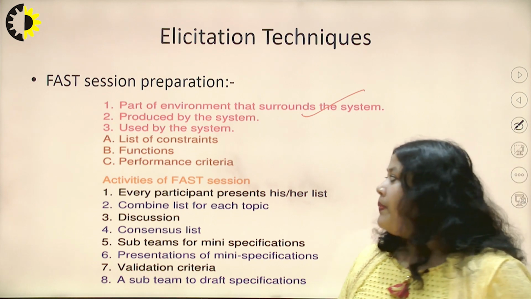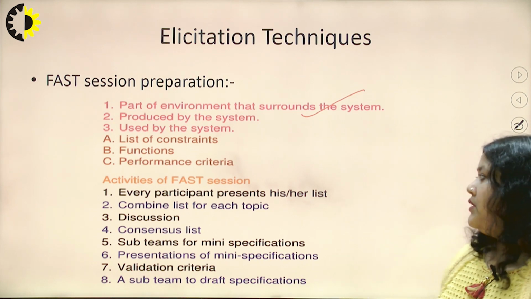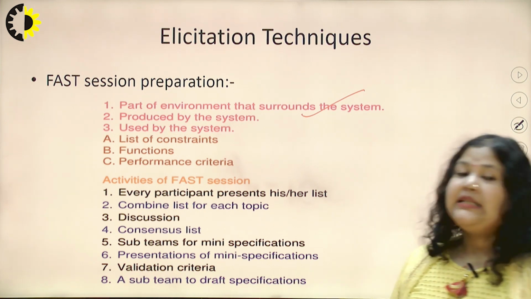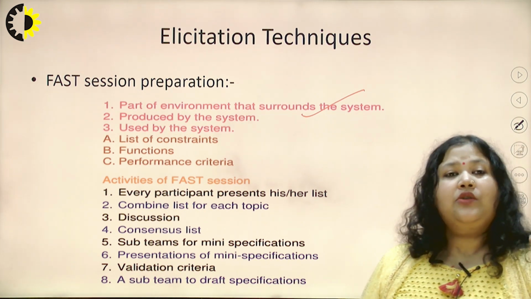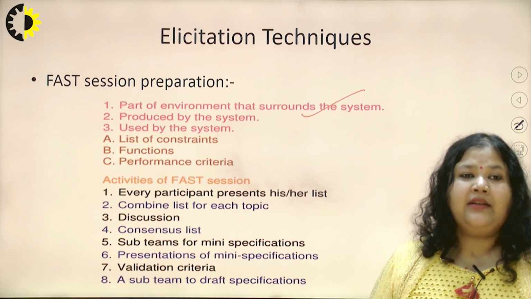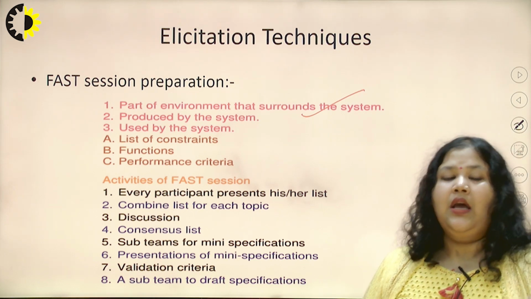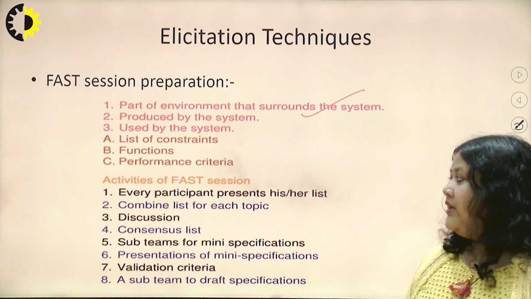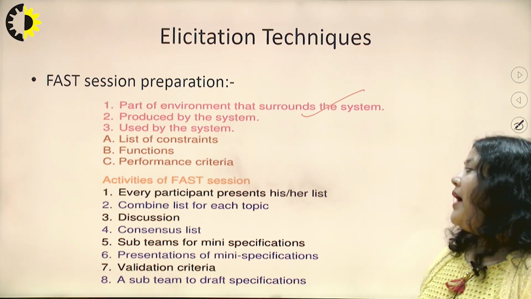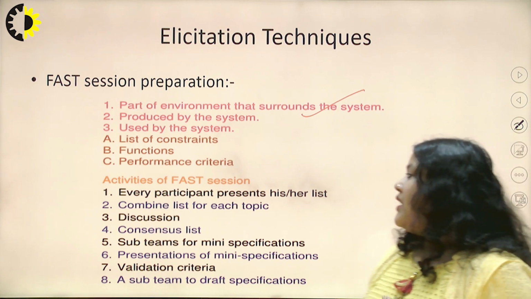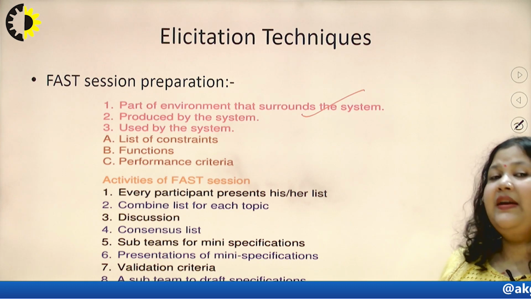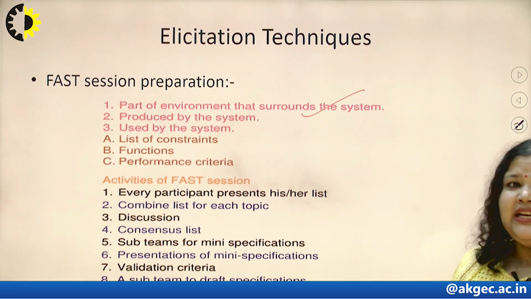Now the activities of FAST sessions. The first activity is that every participant presents his or her list: the list of documents, the list of objects, the list of solutions that the presenter presents. So this is the first activity that we prepare in the FAST session. Second is the combined list for each topic. Each and every topic we have to combine, by the facilitator or by the participant individually.